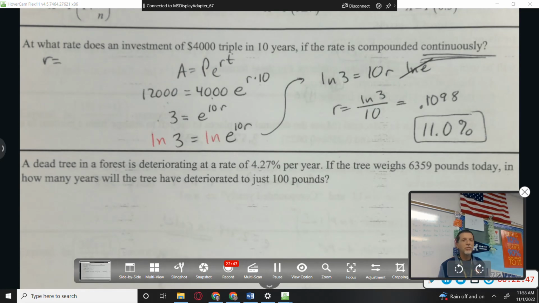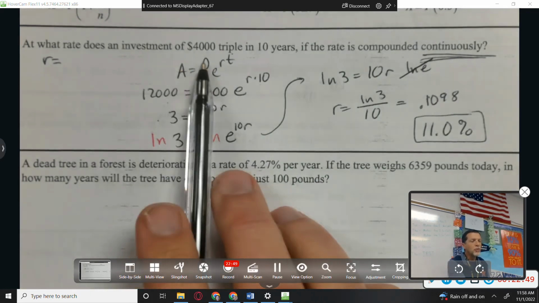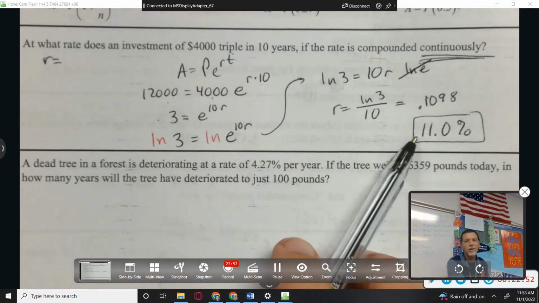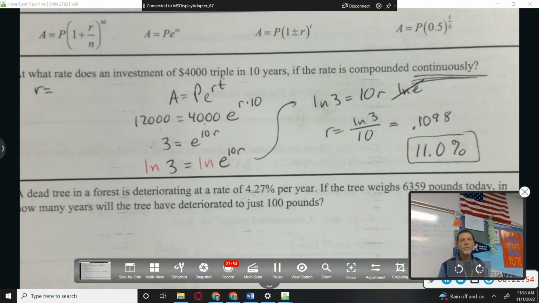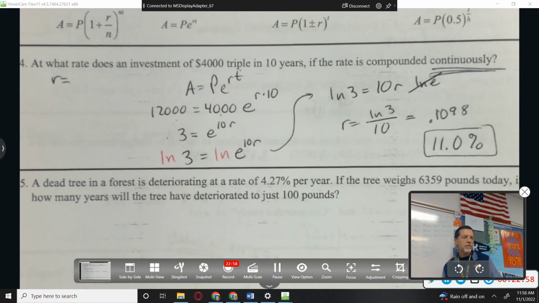That's a very good interest rate, but you tripled your money in 10 years. You would need a pretty good interest rate to triple your money in 10 years. Again, the more of these you do, the more you'll get a feel for it. What's the interest rate right now?